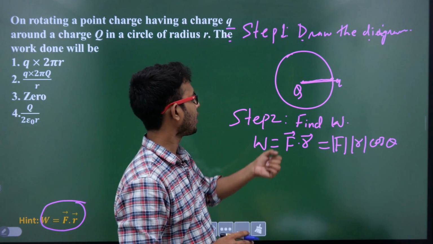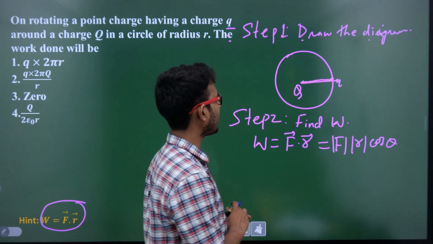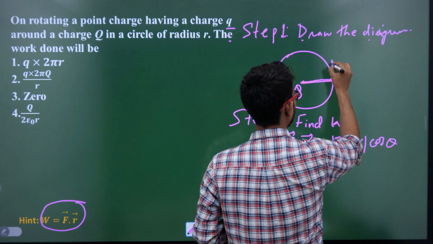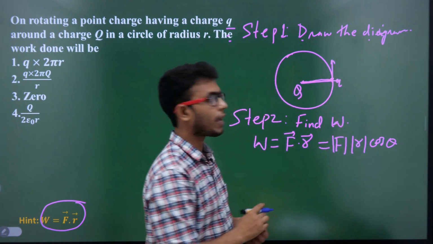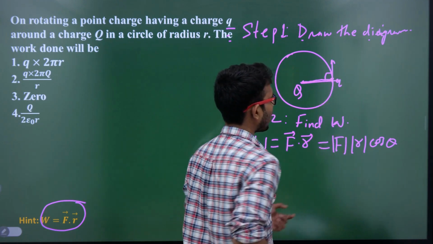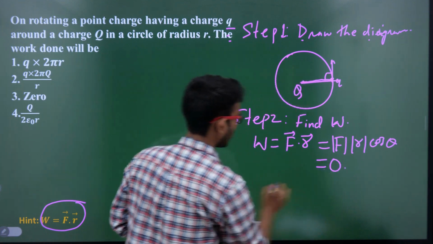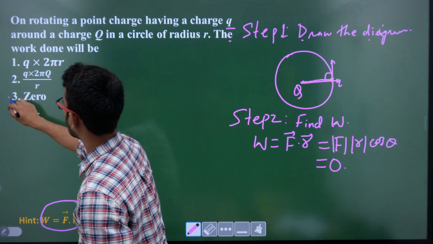Now, as the direction of force is radially inward, and the direction of displacement is tangential, that is in this direction, the angle between the force and displacement here is 90 degrees, and the value of cos 90 is equal to 0. So the value of work done is equal to 0 here. So the third option for this question is correct.